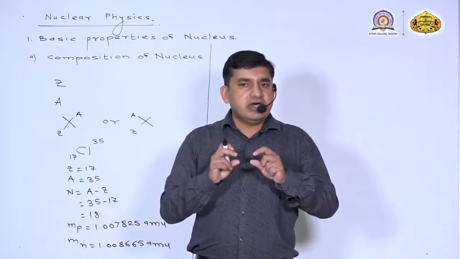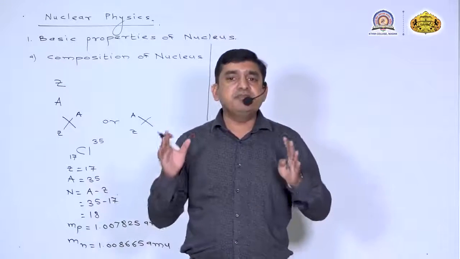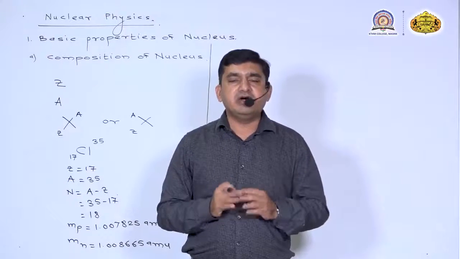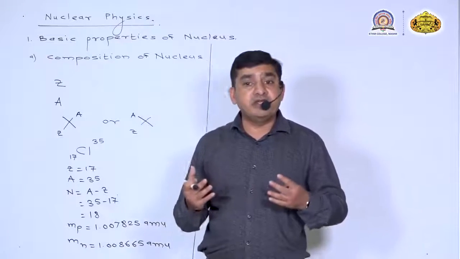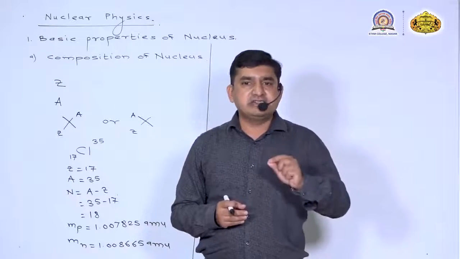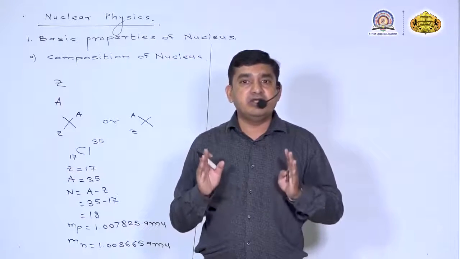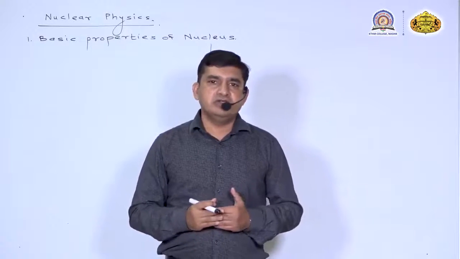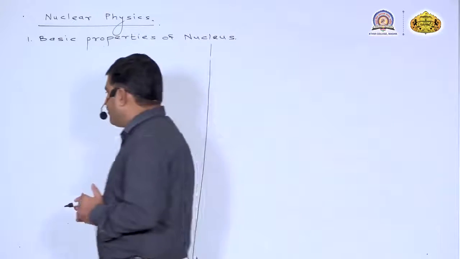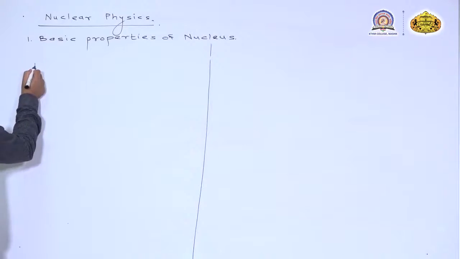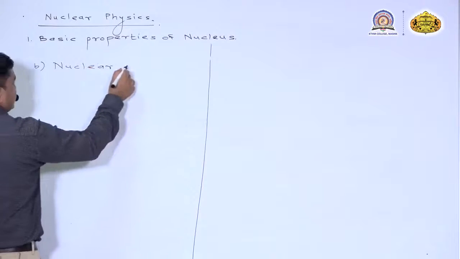Here the atoms, or we can say the elements, are arranged in a periodic table depending on atomic number. Different elements have different chemical properties, and the chemical properties of an element depend on the atomic number. Now we have to see the second property of a nucleus. The second property of a nucleus is nuclear size.